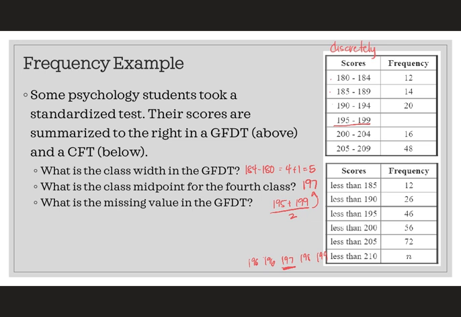Now, what is the missing value? Think here. This is cumulative at the bottom. So 12 plus 14 gives me this 26. If I take that 26 and add this 20, then I've got 46. To get from 46 to 56 takes us 10 data points, 10 values. And so those 10 values had to be in that fourth class, because I'm adding as I go.